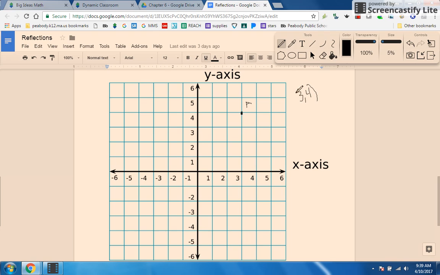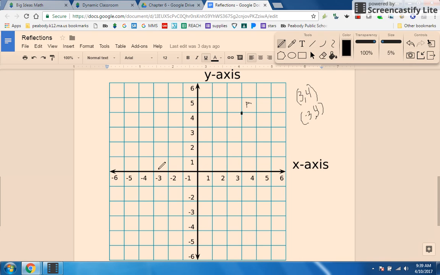That's my point. Let's say I want to reflect it over the y-axis. So we know that this is the y-axis, the vertical one. If you're going to flip it over the y-axis, it literally means you're picking it up and throwing it on the other side. So when you're flipping it over the y, that means the y stays the same. So the y is the second number. And the x becomes its opposite. The opposite of 3 is -3. So let's go and graph that point.